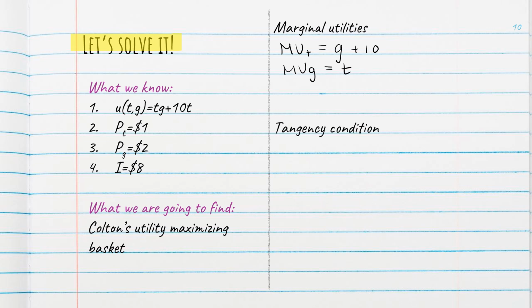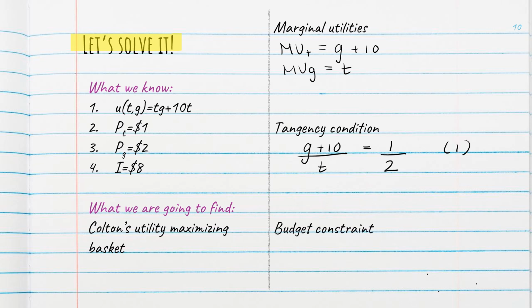Using those two marginal utilities, we can set up the tangency condition. So it will be the marginal utility of T divided by the marginal utility of G is equal to the price of T, which is $1, over the price of G, which is $2. I'm going to call this equation 1.